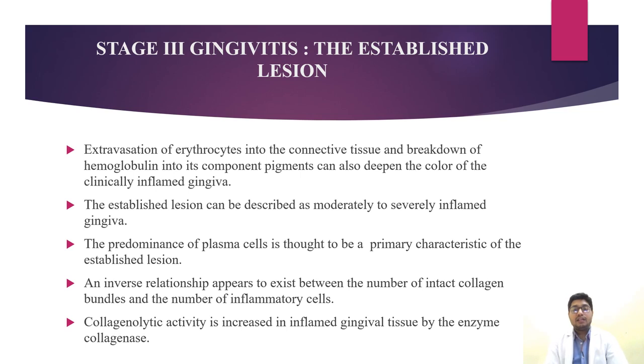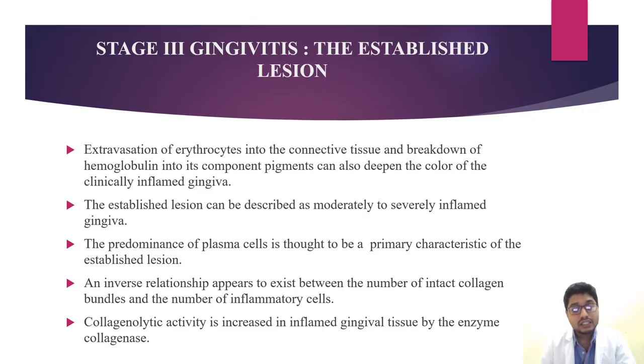So stage 3, the established lesion: the extravasation of erythrocytes into the connective tissue and breakdown of hemoglobin into its component pigments can also deepen the color of the clinically inflamed gingiva. It is at this time that you can see the gingiva inflamed clinically, when the established lesion forms. The established lesion can also be described as moderately to severely inflamed gingiva. The predominance of plasma cells is thought to be primarily characteristic of the established lesion. An inverse relationship appears to exist between the number of intact collagen bundles and the number of inflammatory cells.